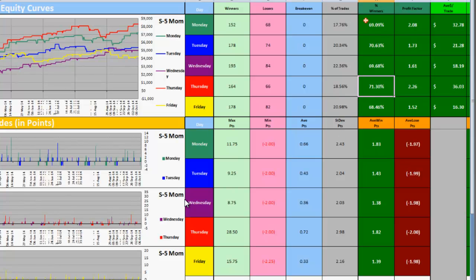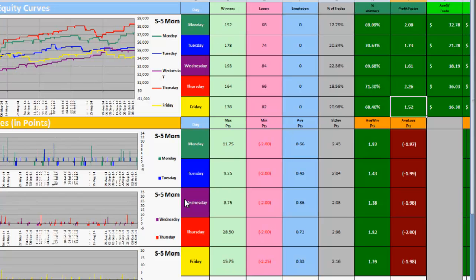Thursdays have the highest winning percentage. I mean, they're all floating around the 70% range. Even Fridays at 68.5. It's pretty good, but it is the lowest profit factor. So that's interesting. So maybe Fridays you trade less. I don't know. You'd have to examine it. Good thing that you're observing that.